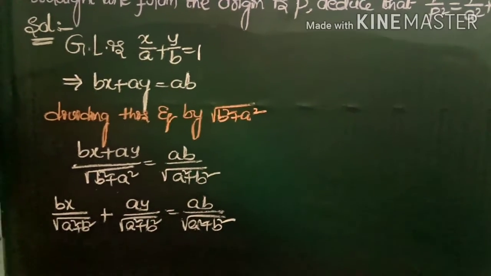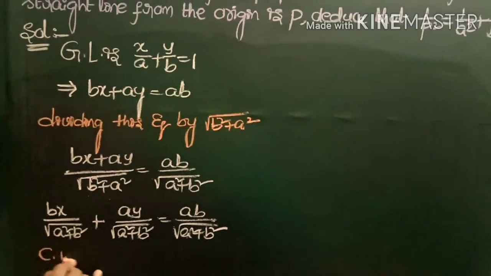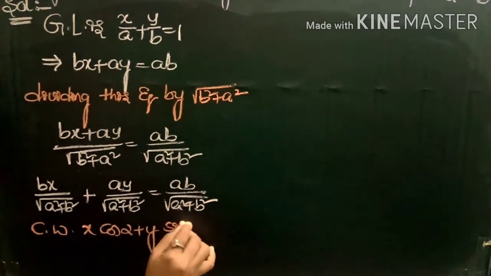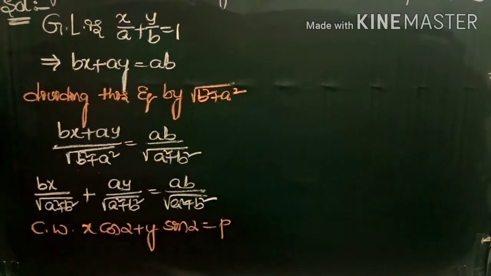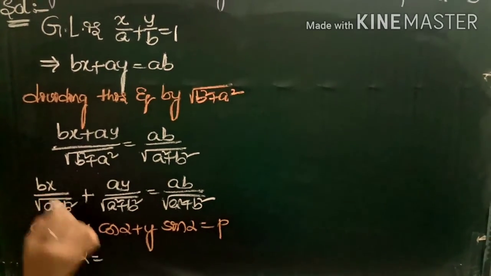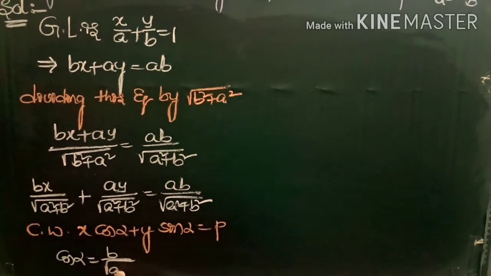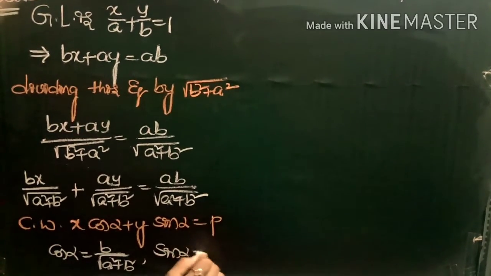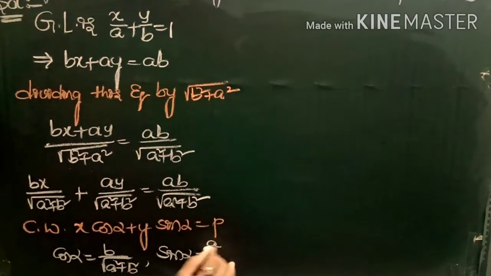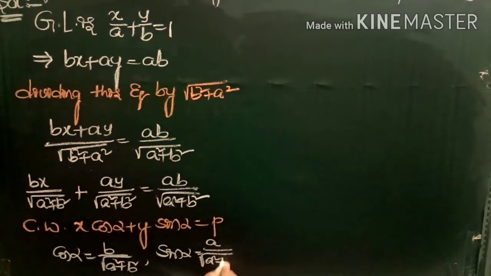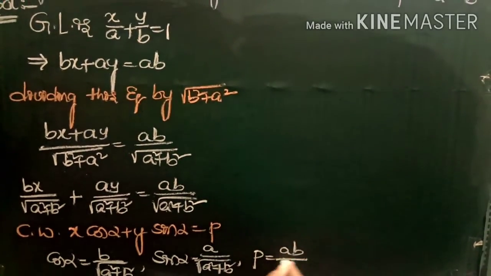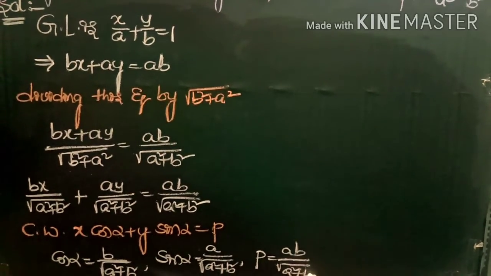This is in the form of x cos alpha plus y sin alpha is equal to p. Comparing with x cos alpha plus y sin alpha is equal to p, we get cos alpha, the x coefficient, is b by square root of a square plus b square, and sin alpha, the y coefficient, is a by square root of a square plus b square, and the value of p is ab by square root of a square plus b square. Now this is the normal form.